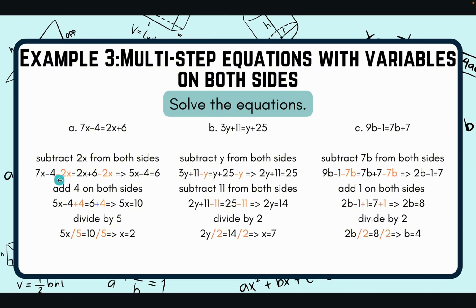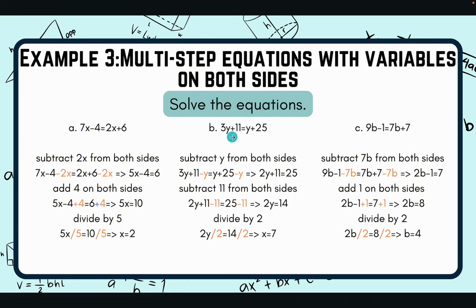7x minus 4 minus 2x equals 2x plus 6 minus 2x. And that is 5x minus 4 equals 6. We did this before. It's minus 4, so what do you do? You have to add 4, right? So 5x minus 4 plus 4 equals 6 plus 4, which becomes 5x equals 10. And then you divide both sides by 5. Since there is 5 in front of x, it becomes x equals 2.